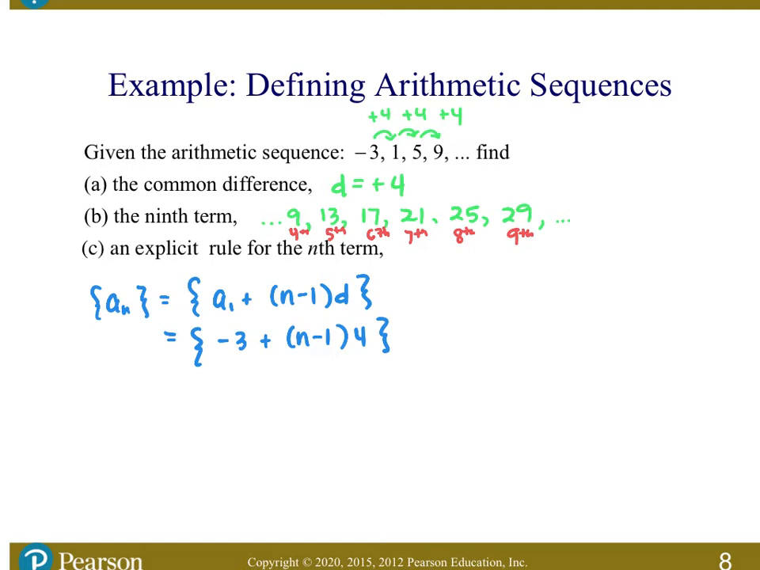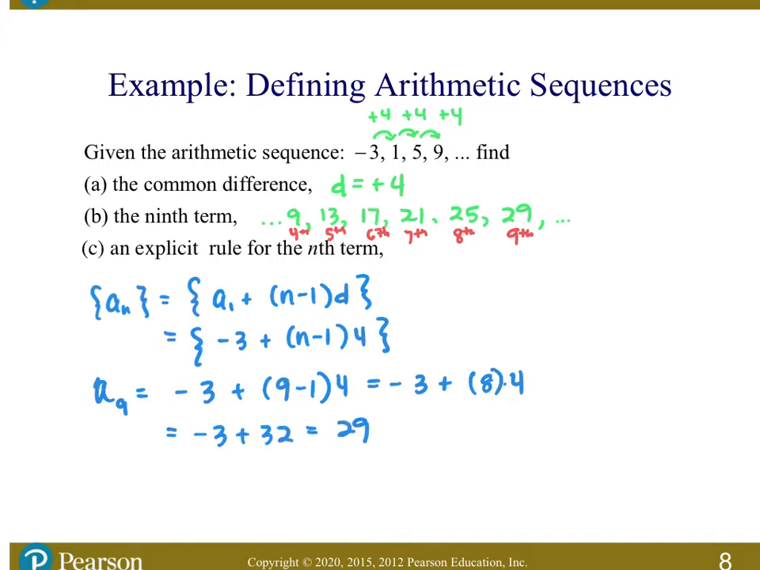And so if I wanted to find the nth term directly, or explicitly, the 9th term, then I would say, okay, well, the 9th term would be -3 plus 9 minus 1 times the common difference of 4. So that's -3 plus 8 times 4, -3 plus 32, 29. Sure enough, that's what I got when I found it, sort of by brute force.